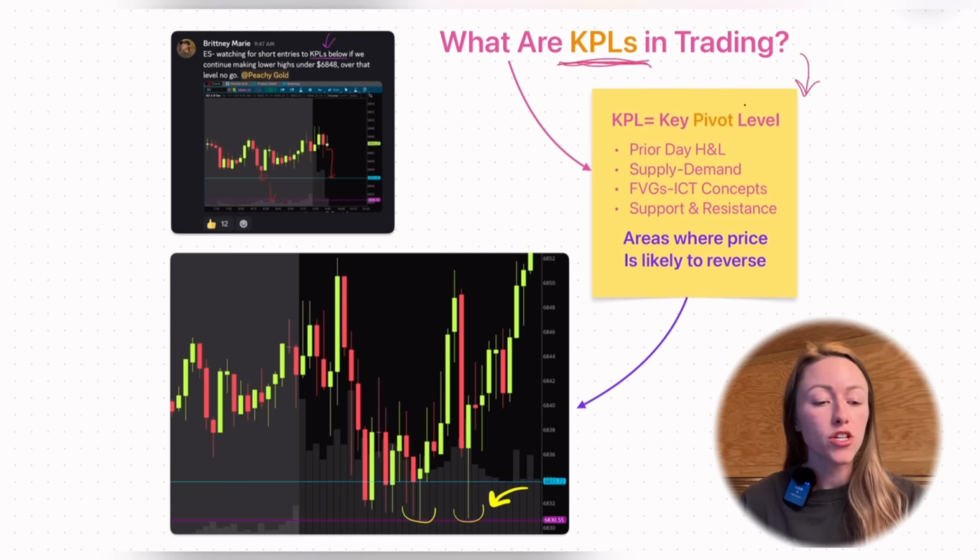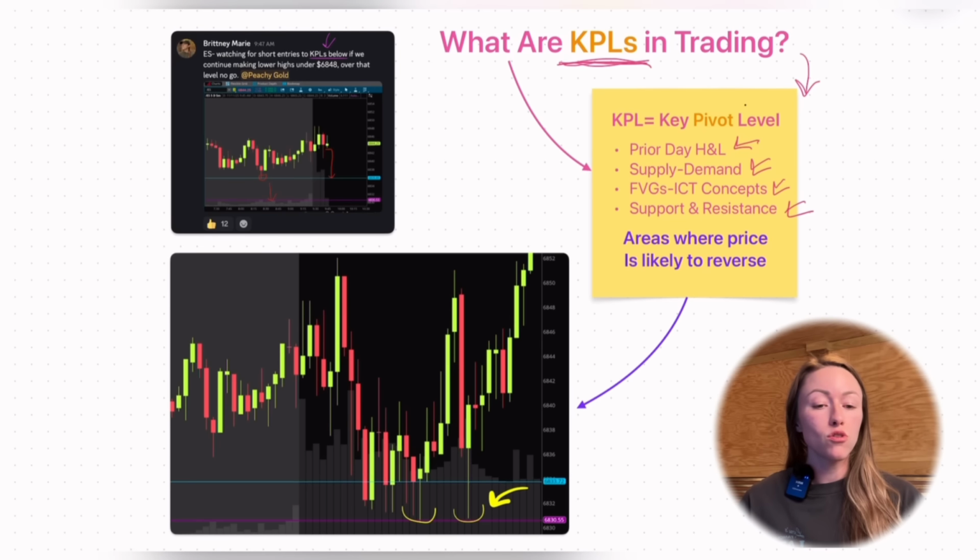I have coined this term because I feel like a lot of traders don't realize that many of the different strategies in the trading world can all be found to be pretty similar if you think of the basis of them. A lot of times people are using things like, let's say, a prior day high and low for a pivot point, aka a reversal trade, supply and demand zones, FVGs, ICT concepts, even support and resistance. These are all places that traders usually look for pivots, aka reversals. And so I group them all together.